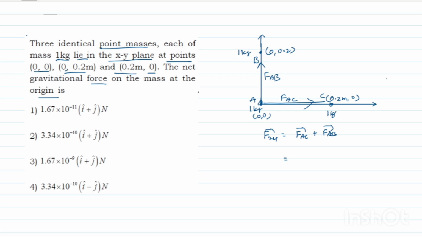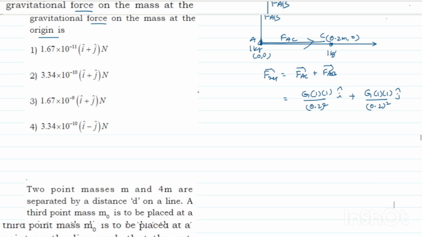FAC magnitude is G into 1 into 1 by the distance of separation 0.2 whole square, which is along the x-axis, so in Cartesian form it is along i cap. Along the y-axis it is G into 1 by 0.2 whole square along j cap. Now simplify this, students. We get G by 0.2 whole square, that is 0.04, into i cap plus j cap.